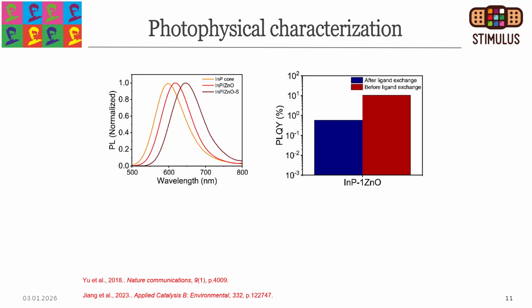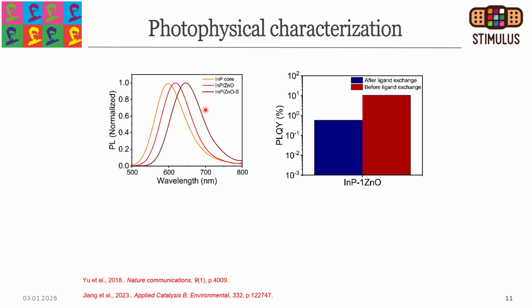Further, we performed the optical characterization, and this figure shows the PL emission of the quantum dots. We can see here that after the zinc oxide shell coating, there is a red shift, and this red shift is due to the dissociation of the electrons to the zinc oxide shell.